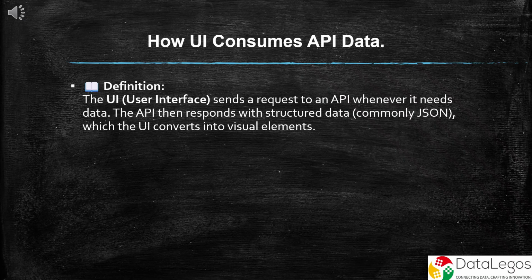The UI, or user interface, sends a request to an API whenever it needs data. The API then sends back structured data, most commonly in a format called JSON. The UI takes this data and converts it into the visual elements you see on your screen.